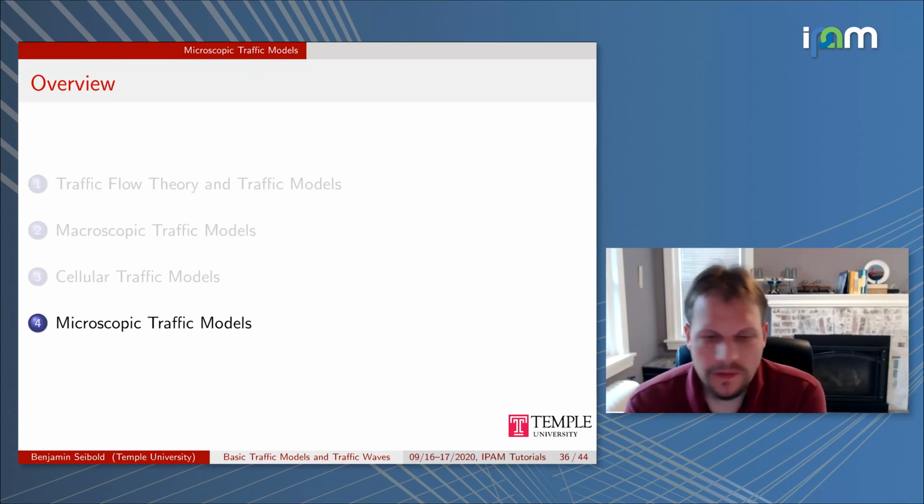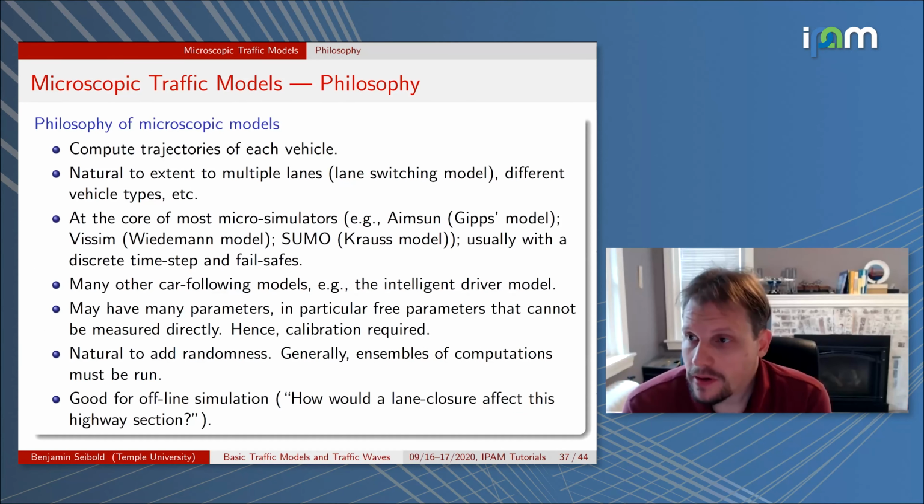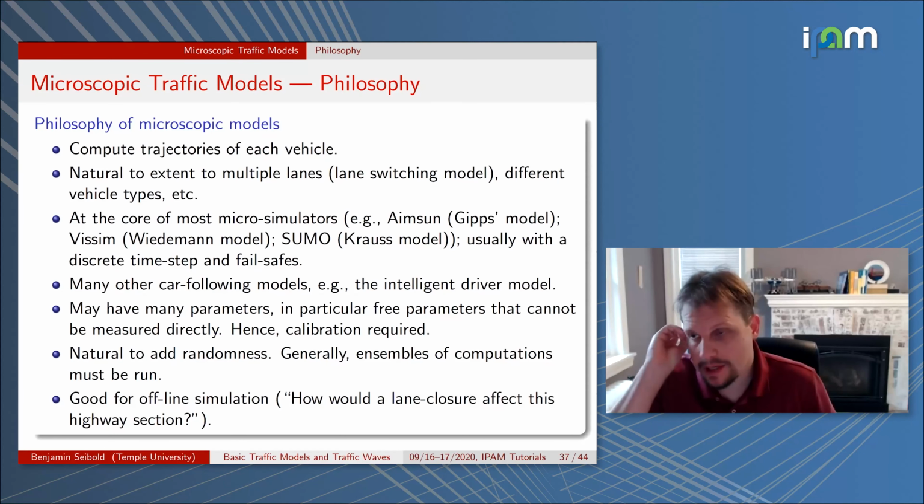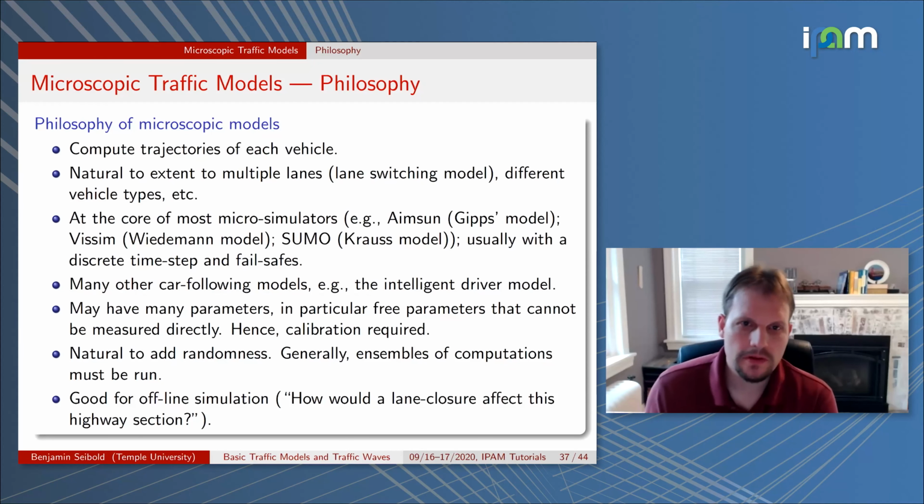And now let me move into microscopic models, the last topic that I'm covering here. Microscopic models are, in a sense, the most natural way, because you just capture the vehicle itself, right? You describe a dynamic law for each single vehicle on the road, and you simulate it. So you compute the trajectories of every vehicle.